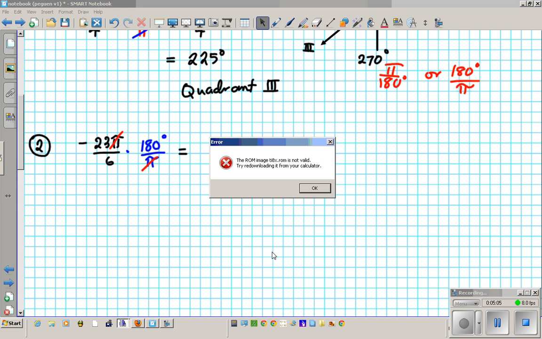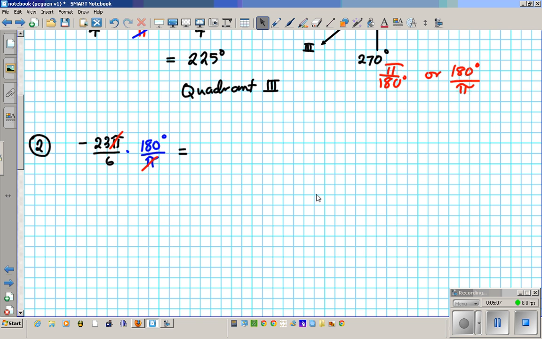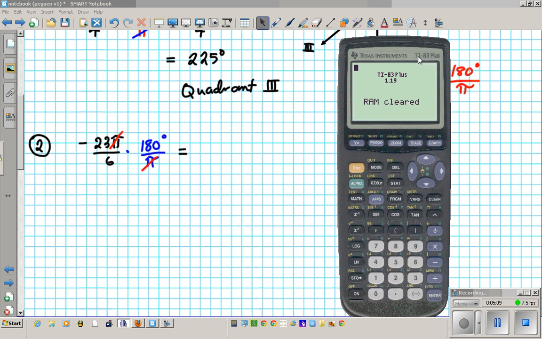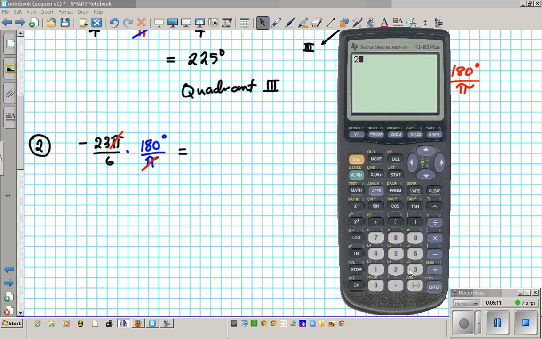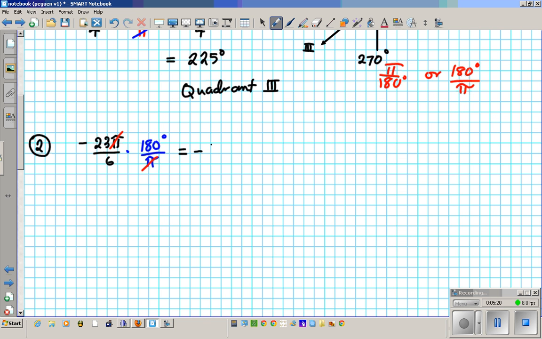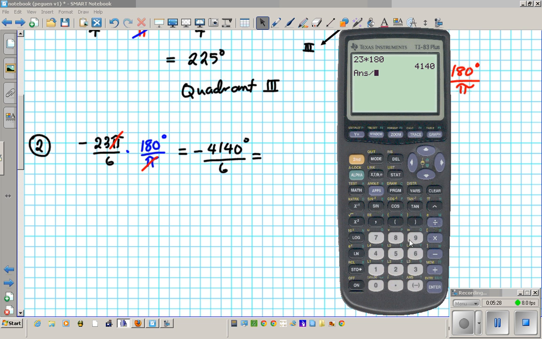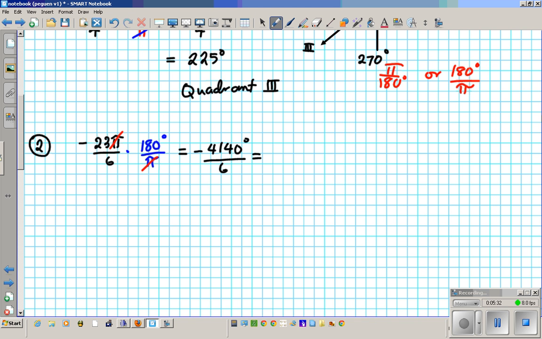let's turn our calculators on and have it do the task for us. 23 times 180 is 4,140 degrees. So it's going to be negative 4,140 degrees divided by 6. If I divide that by 6, our answer is going to be negative 690 degrees. So negative 690 degrees.